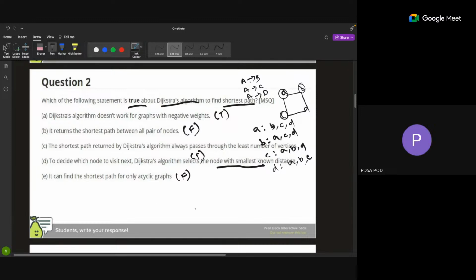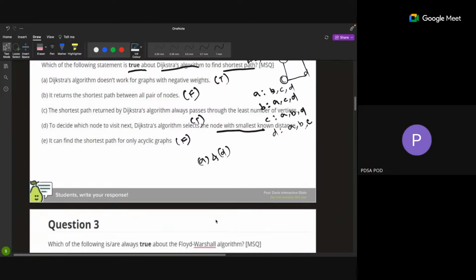So the right answer for this one is A and D. This is because it's a general statement, not the specific graph they have given. Then you try to investigate. So that's a different kind of question.